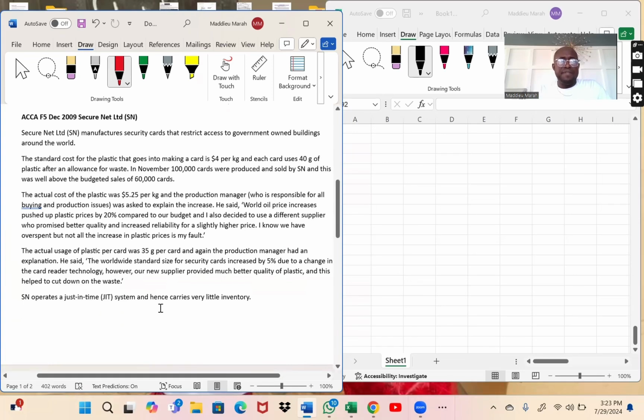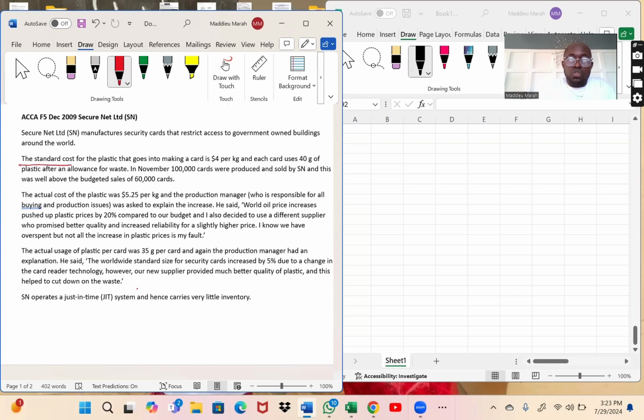SecureNet Limited manufactures security cards that restrict access to government-owned buildings around the world. The standard cost of the plastic that goes into making a card is $4. So the standard cost is $4 per kg. And each card uses 40 grams.